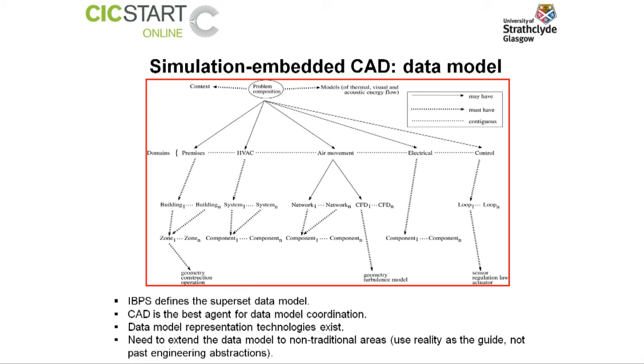And just three little technical things to finish. First thing we need to do is change the data model of CAD. Integrated building performance simulation is a superset. CAD is the best agent, however, for manipulating the data model. And this is a NIAM representation of data. And they've been well researched, these representations. We know what they are. And all we need to do is inside the CAD system, extend the data model. And lots of people are working on that now. They tend to be working in areas which are not quite the ones in the previous slide, but it's not rocket science to move it in that direction.